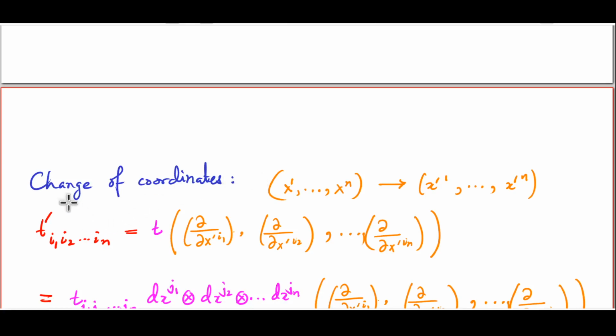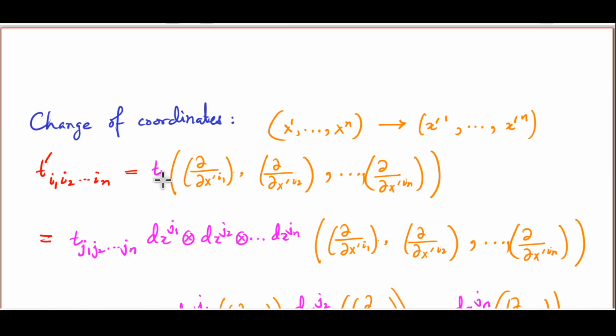Now, this tensor T, in terms of these new coordinates, will have a bunch of components, which are nothing but the tensor T acting on del del x prime i1, del del x prime i2, and so on. But remember, this tensor T is nothing but T j1, j2, jk times dx j1 tensor product dx j2 tensor product dx jk. And this whole thing has to act on this bunch of vector fields.